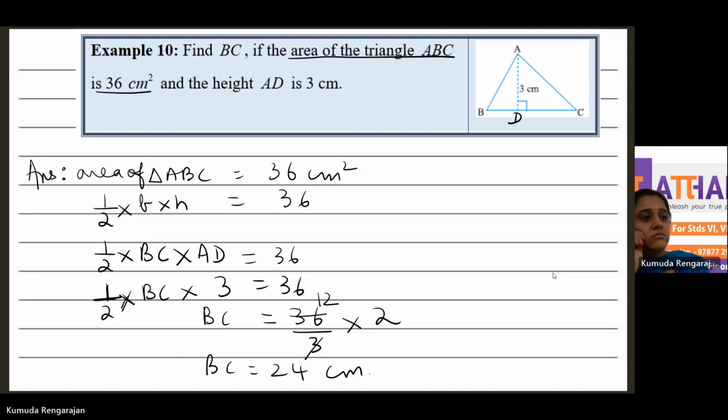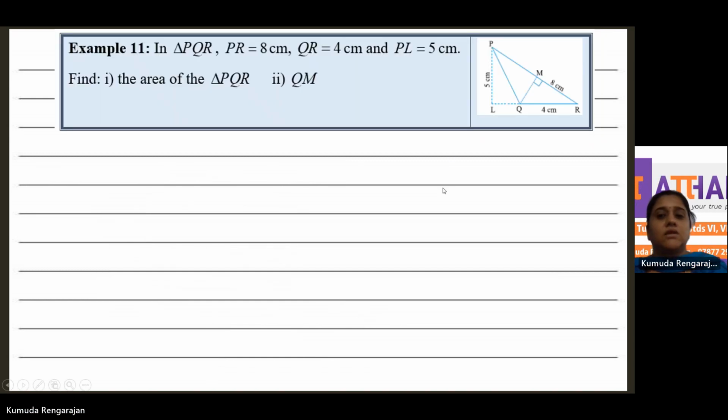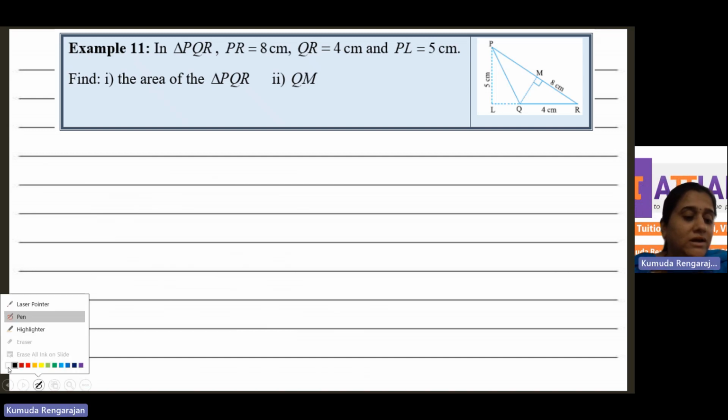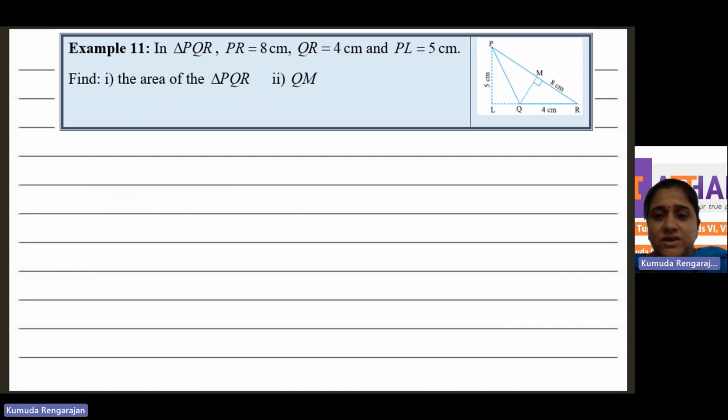You draw the figure. Look at this one. In triangle PQR, the dotted lines are extensions. They are not a part of the triangle. This is the triangle PQR. So PQR again is an obtuse angled triangle. See, this one is an obtuse angle.